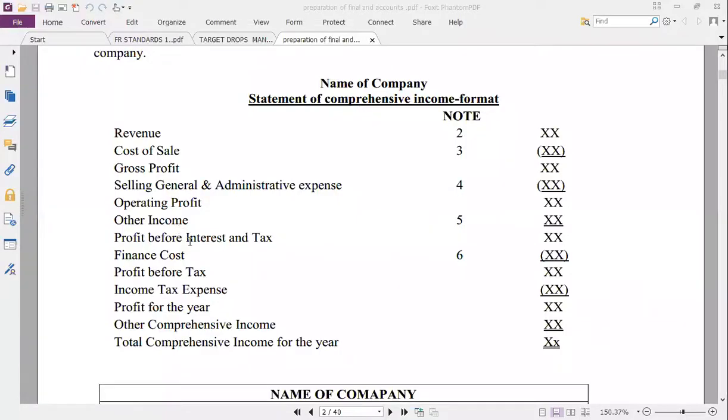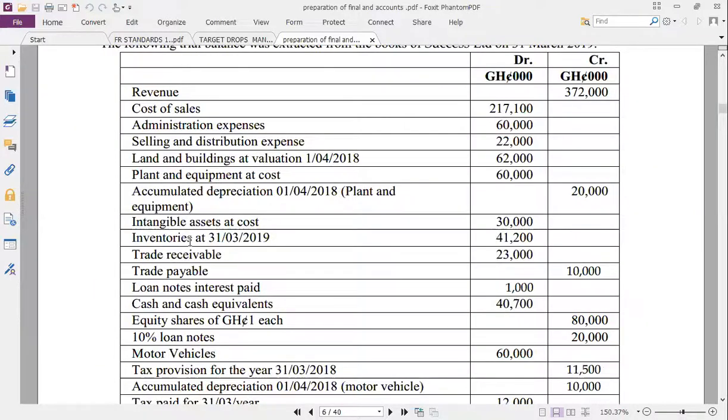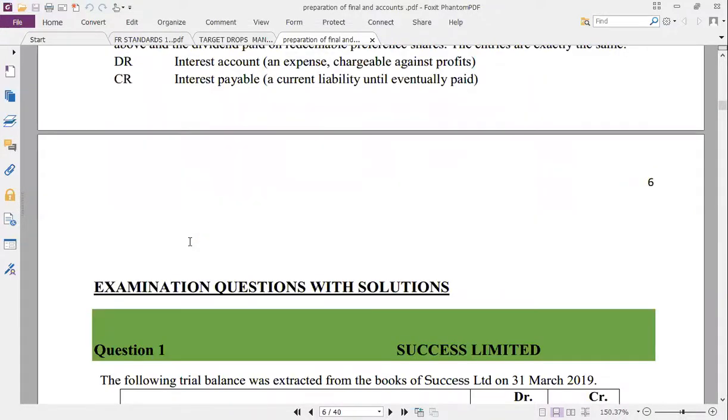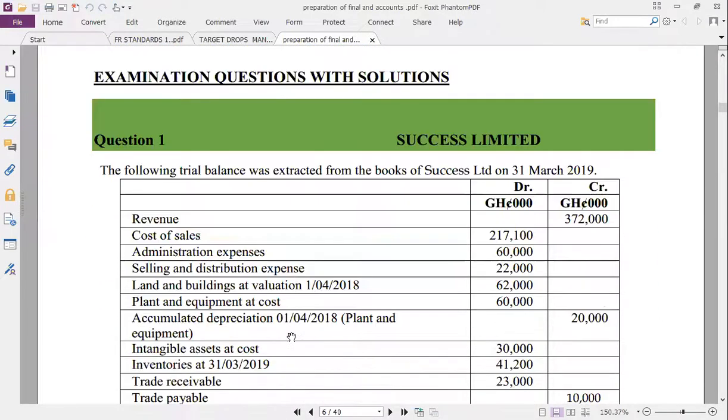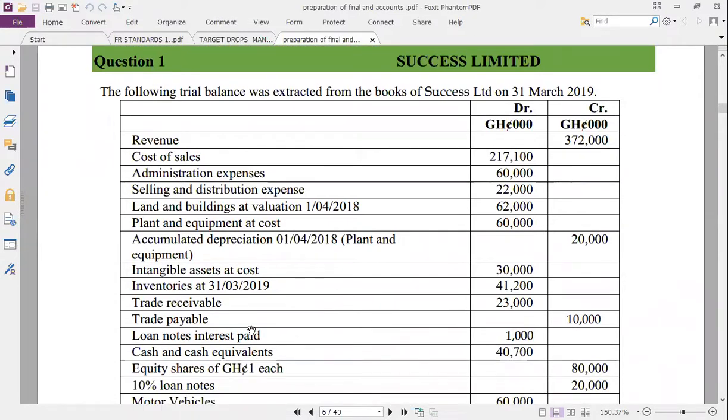Now let's jump straight to Success Limited. Success Limited. Good. When you check the trial balance, you can see cost of sales. There's cost of sales. Any inventory figure is what? It is a closing inventory. I can see inventories here. That's the cost of the closing inventory, which is 41,200.